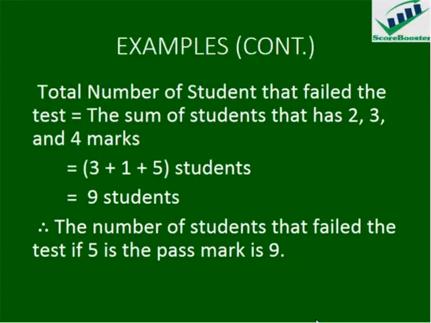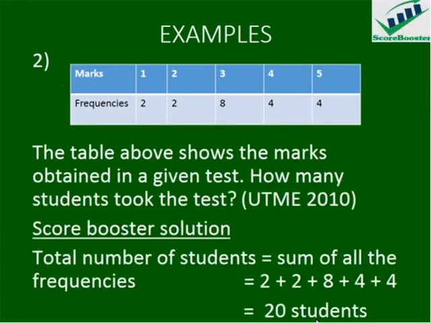So now we move to the second question, which is question 2. This is also a question on frequency table. It is also a question from the UTME 2010. So we are also given a table of students that took tests and has marks. So for a single mark, that is 1 mark, the frequency is 2. That means 2 students has 1 mark.